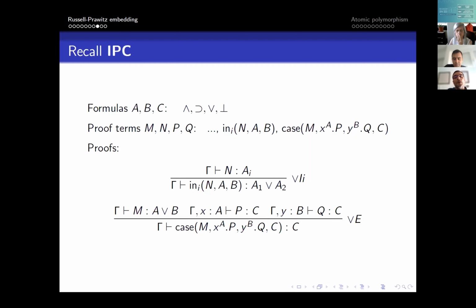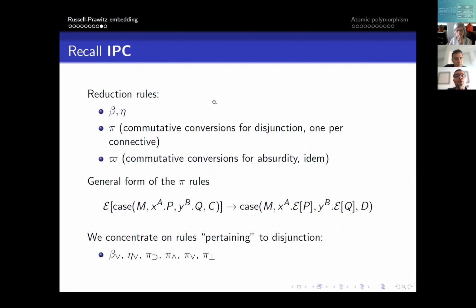So this is formulas, proofs, and now reduction rules. So we have beta and eta rules, but since disjunction is primitive, we also have commutative conversions for disjunction and also for absurdity. And the commutative conversion for disjunction has this general form, where we have an elimination of the disjunction as the main premise of a further elimination. So this is represented in this compact notation using contexts.